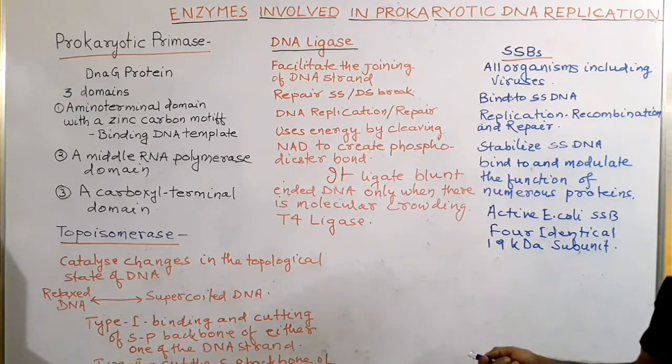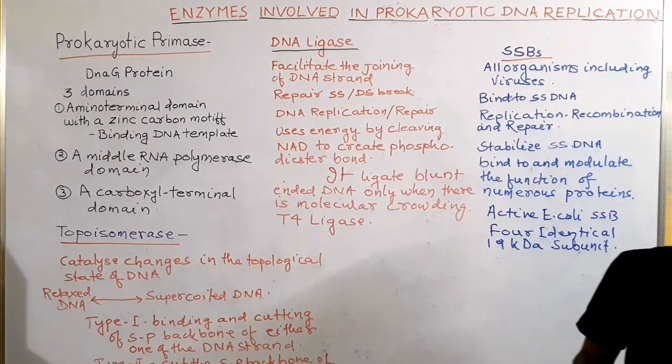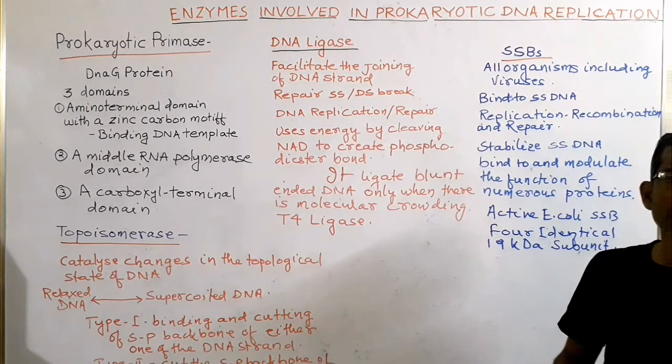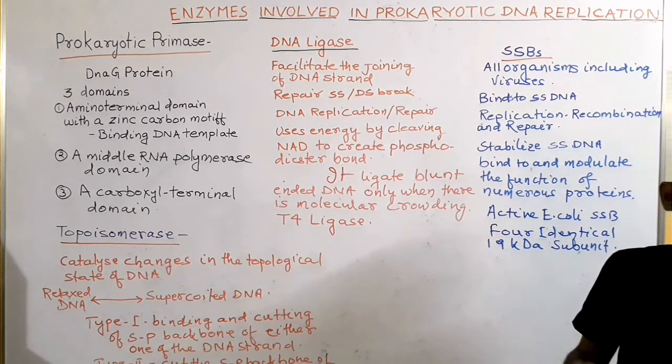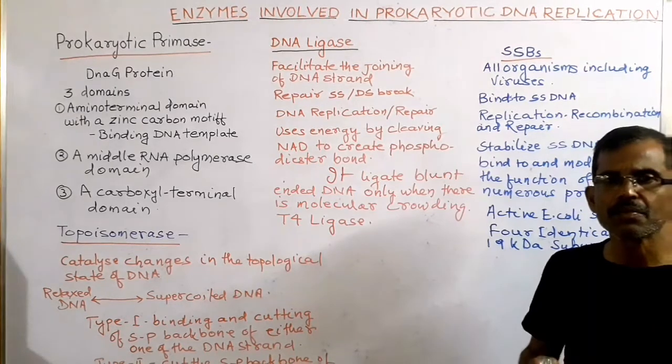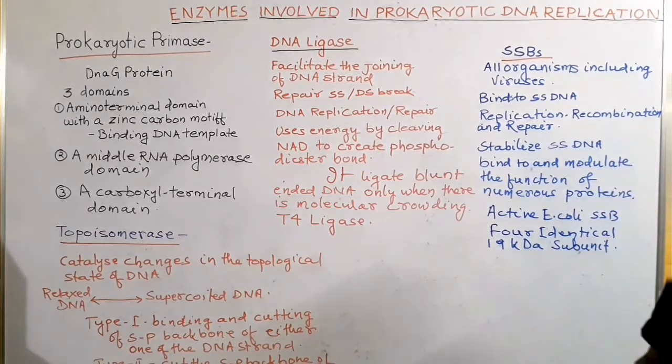Next we shall discuss topoisomerase. Topoisomerase is an enzyme that catalyzes changes in the topological state of DNA. This enzyme catalyzes interconversion between relaxed DNA and supercoiled DNA.